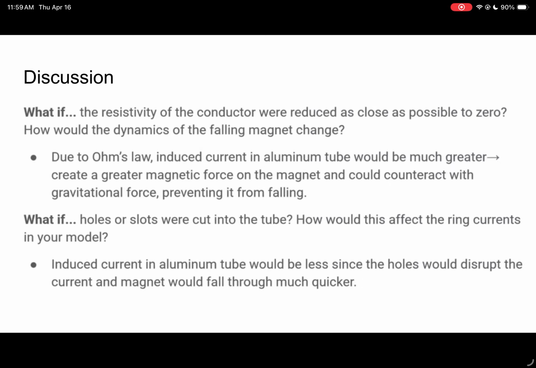So how would the dynamics of the falling magnet change? Due to Ohm's law, the induced current in the tube would be much greater, and this would cause a magnetic force on the magnet and would counteract the gravitational force, preventing the magnet from falling. So what if there were holes and slots cut into the tube? That would affect the ring currents in the model. The induced current in the aluminum tube would be less, since the holes would disrupt that current, and the magnet would probably fall much faster as the force would not be as strong to counteract the gravitational force.